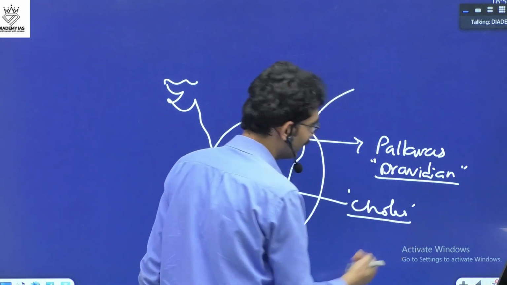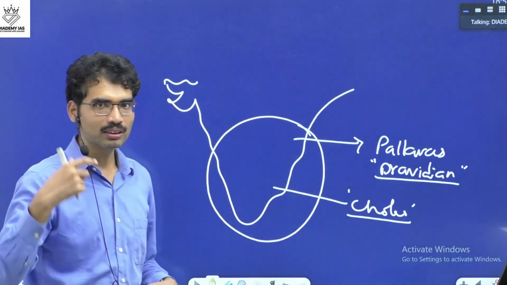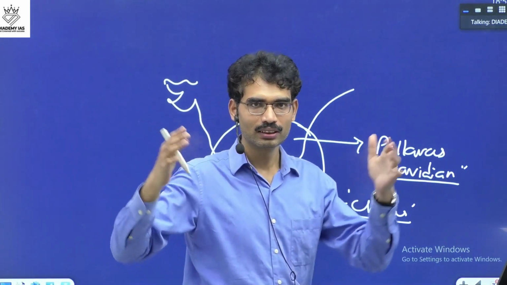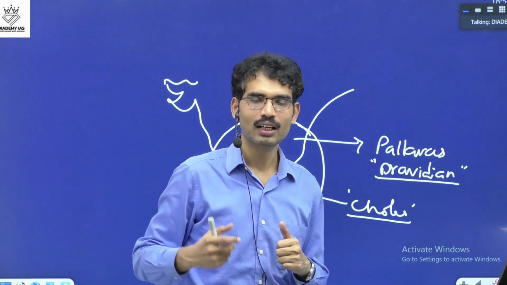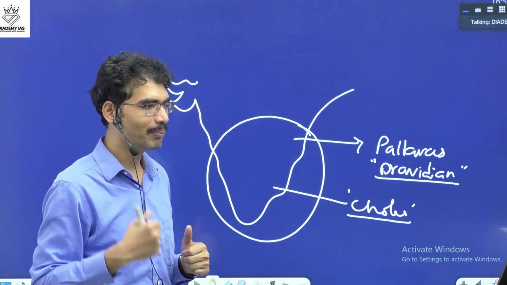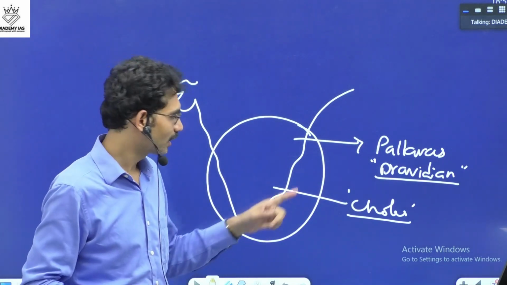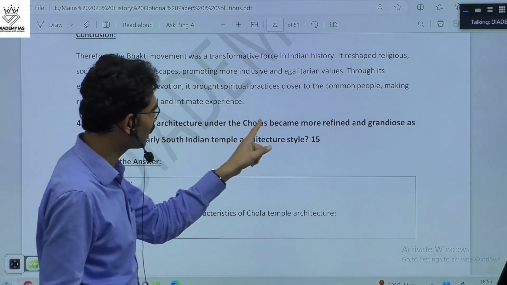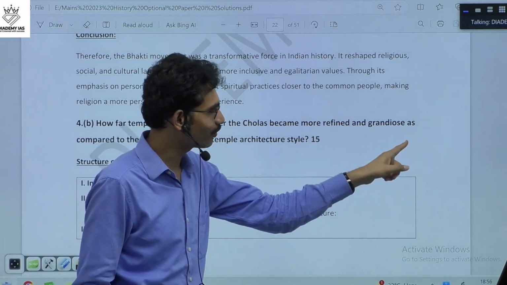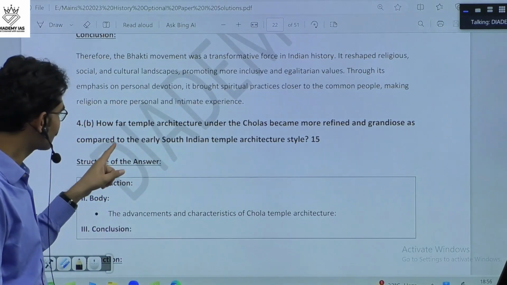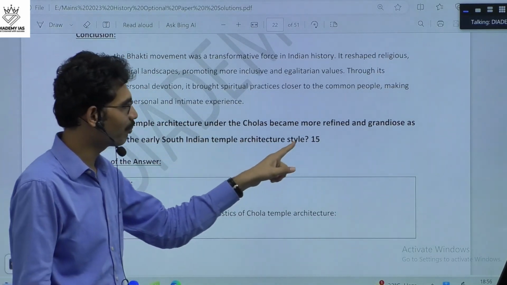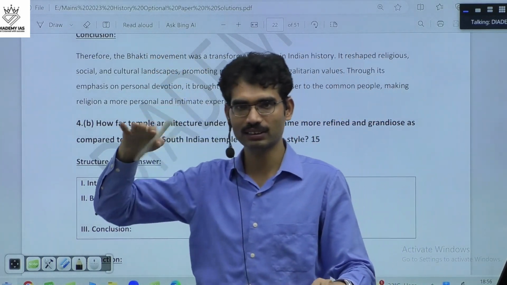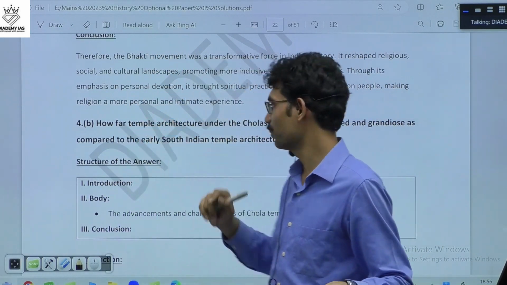By this time period, the temple grandiose, the height of the temples, the size of the temples, and the kind of wealth the temples commanded was immense. That is what the question is: how far temple architecture under Chola became more refined and grandiose as compared to early South Indian temple architecture styles. You just need to mention different characteristics of Chola temples.